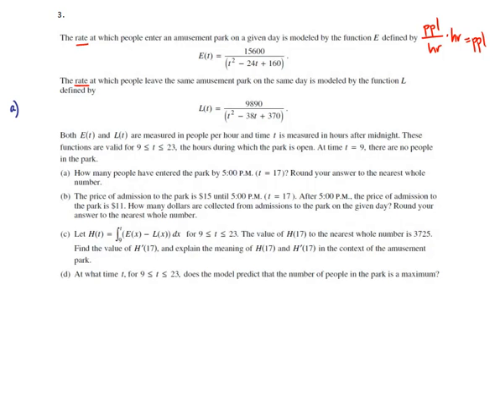So for part A, we simply are looking for the integral from 9 to 17 of E of t dt. E of t is a derivative, and the integral of that derivative will give us the net change in the number of people over that hourly interval. So we're going to bring in the calculator, put that function E of t in y1, and then take the integral from 9 to 17.